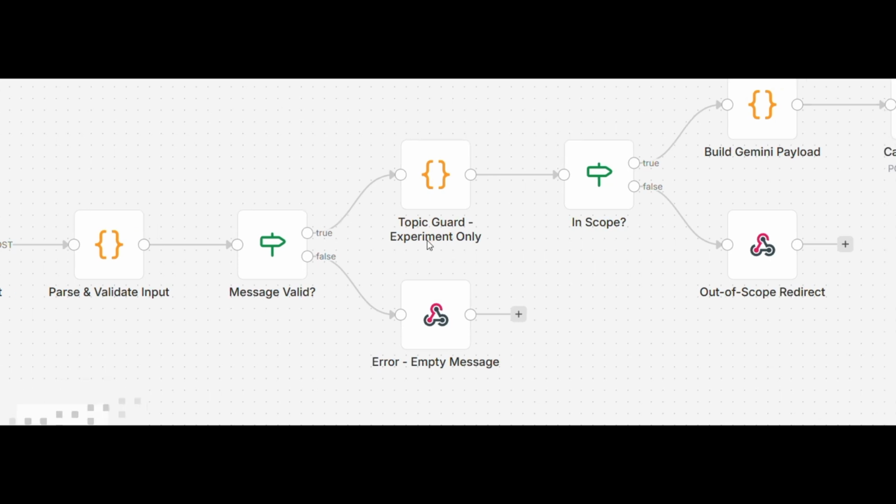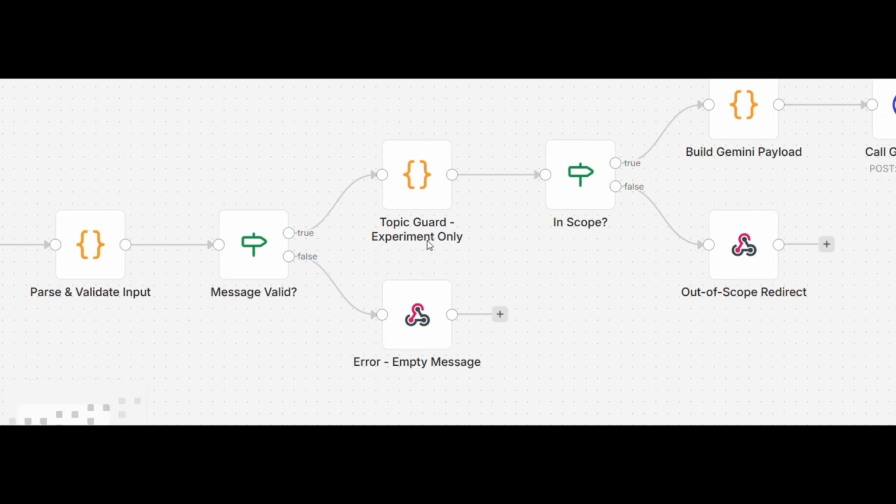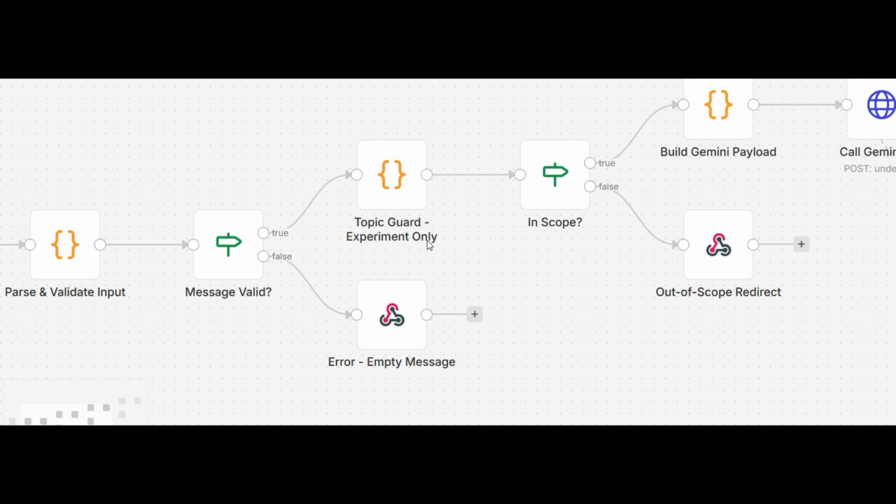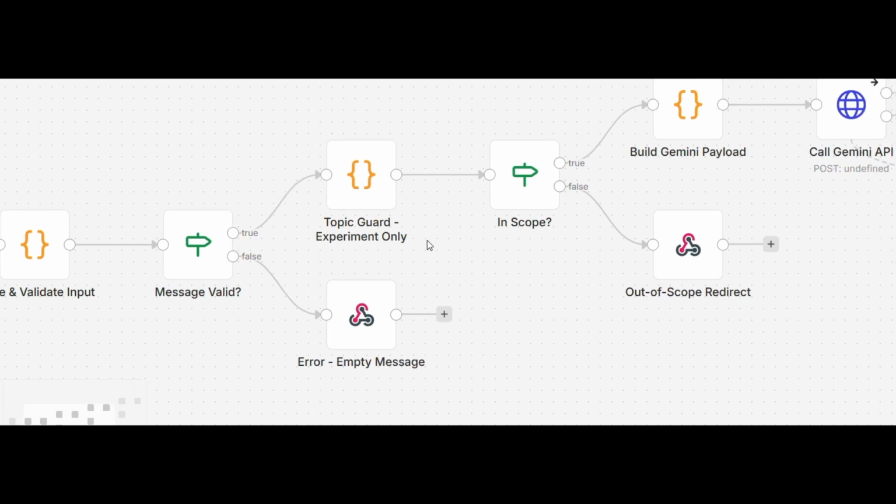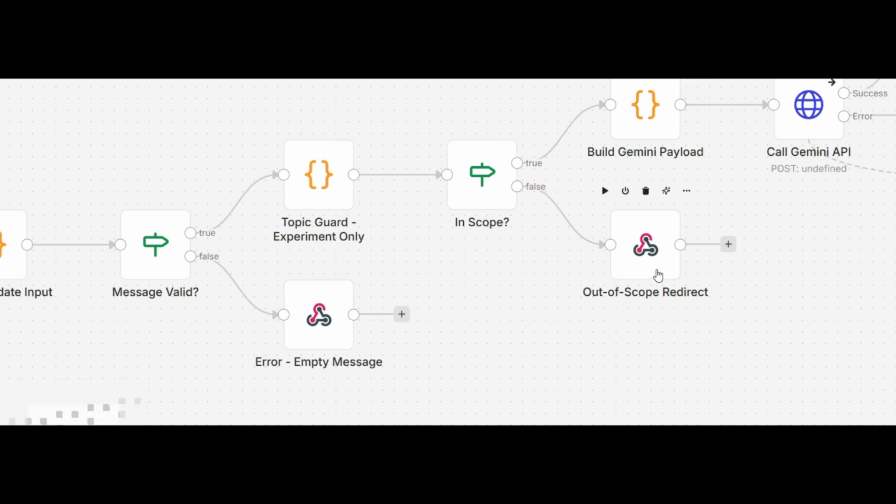Once validated, the message goes to the topic guard. This is the key component. It checks whether the user's query is about past experiments, KPI history, or competitor intelligence. If it's not relevant, the chatbot does not proceed further and instead redirects the user with helpful suggestions.